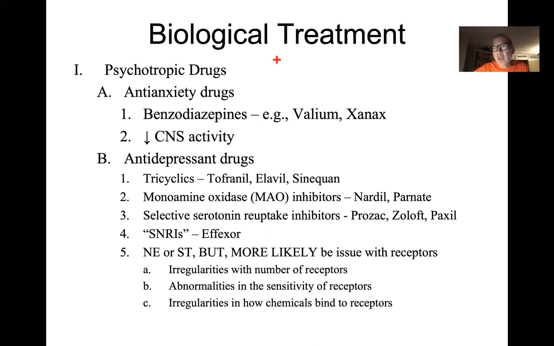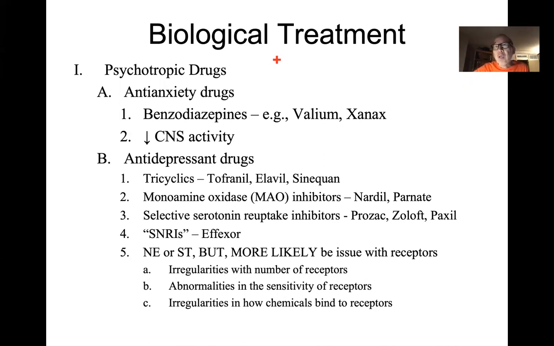Now, the other type of biological treatment is electroconvulsive therapy, ECT. Now, that is an increasingly common intervention when drugs don't work. Okay, so usually the first go-to approach with treatment is by way of psychotropic medications. So let's talk about some of the major ones, the major groupings.